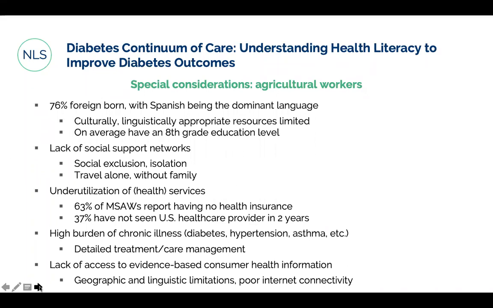Often, farm workers are traveling alone, without a support network such as family, and living in remote locations. When farm workers are able to visit a clinic, about 63% of migrant and seasonal agricultural workers report having no health insurance. And so while they can be seen in federally qualified health centers, they aren't always able to access more specialized or follow-up care. There's also a high burden of chronic illness, such as diabetes, hypertension, asthma, to name just a few. So these are some of the special considerations to think about when we are discussing health literacy and farm workers. Next slide, please.